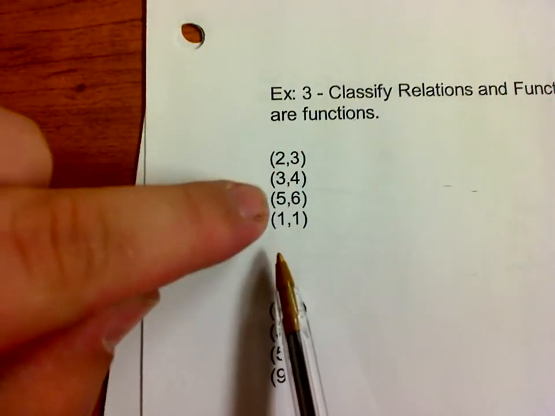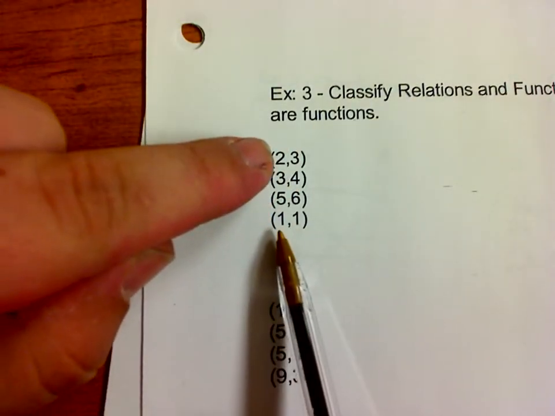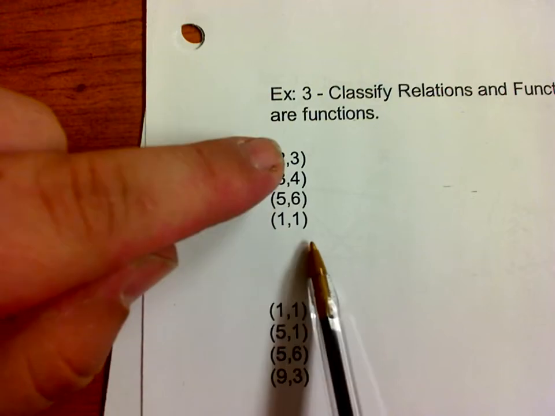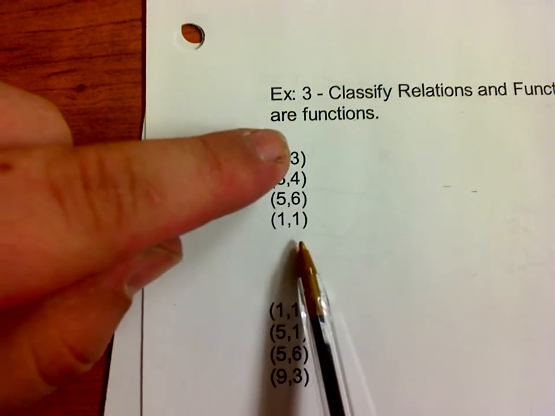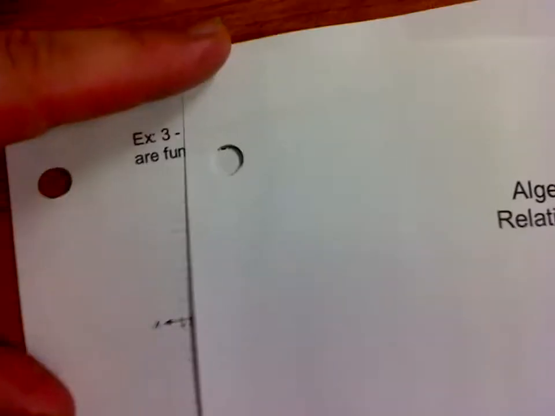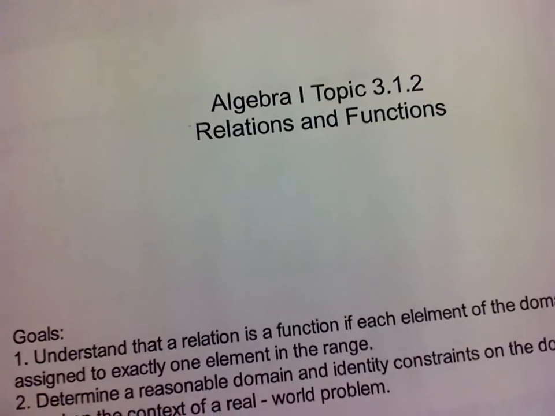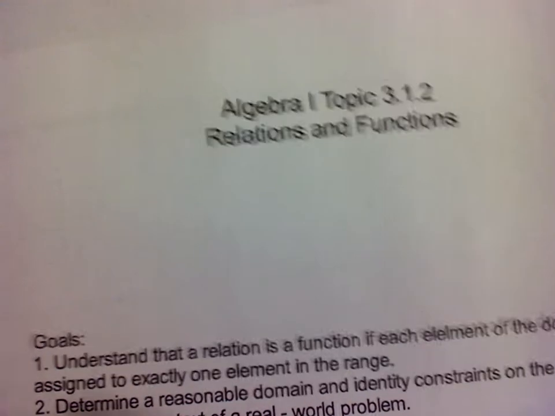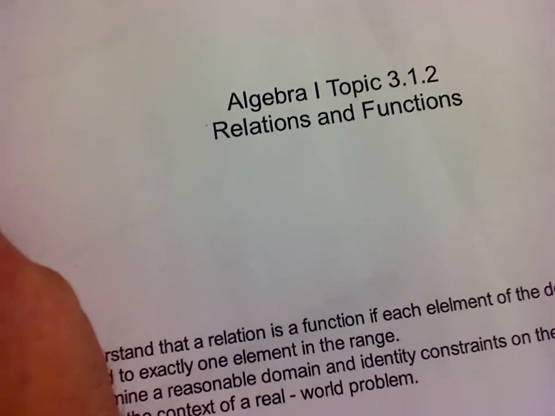Domain is all of our x values, so the domain for this set of points would be 2, 3, 5, and 1, and the range, the y values, would be 3, 4, 6, and 1. So that's just a little bit of a review from what we did on the first set of notes. Now what we're going to be focused on is whether or not something is a function or not.